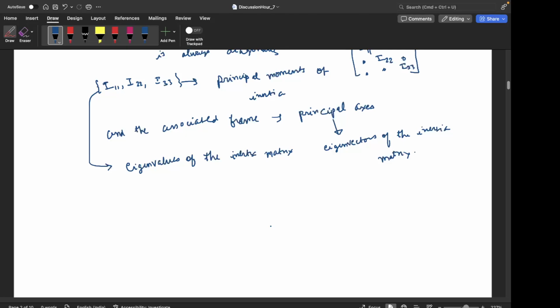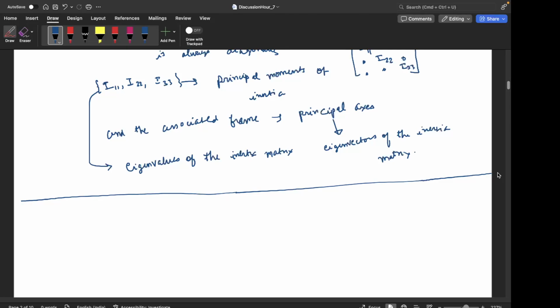So this is a brief about the inertia matrix. How to compute inertia for different shapes is something you can try out when you attempt problems. We also have the basic theorems we study in high school, the parallel axis theorem and the perpendicular axis theorem. Those are also applicable.